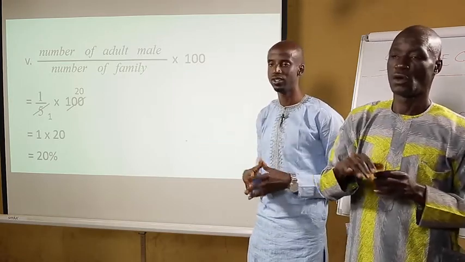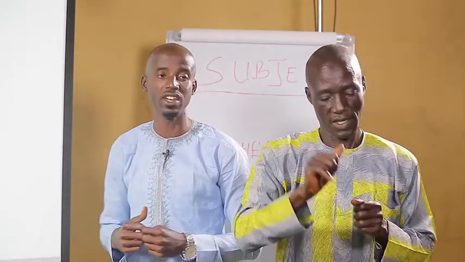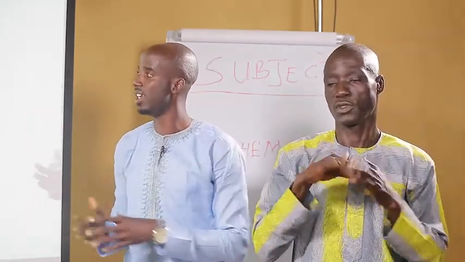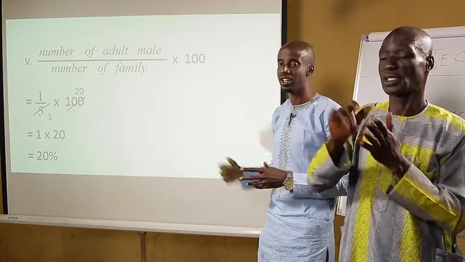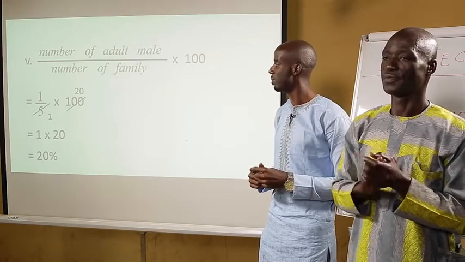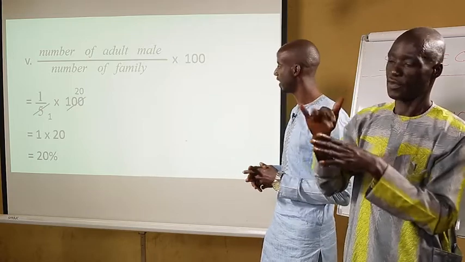And lastly, the number of adult male. Remember, I told you an adult is someone who is grown up, and a male is a man or a boy. So now in the family, we are asked to find the percentage of the adult male. The adult male in the family is the father. So it means we have one father in the family. So the number of adult male is 1, divided by the total number of family members, which is 5, multiplied by 100, because we are converting to percent.